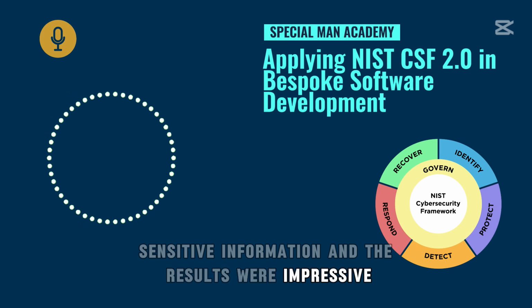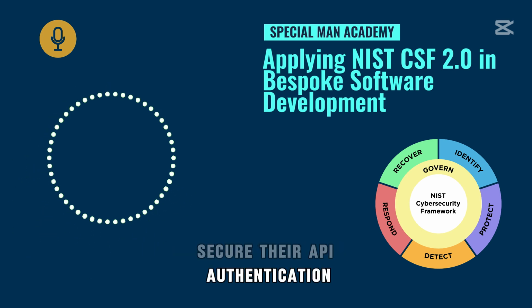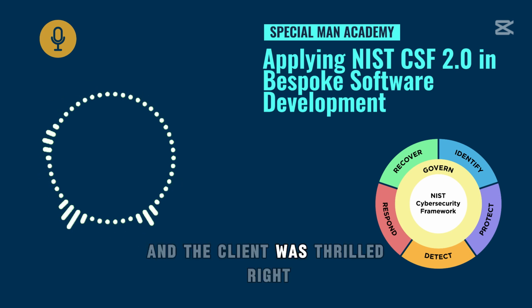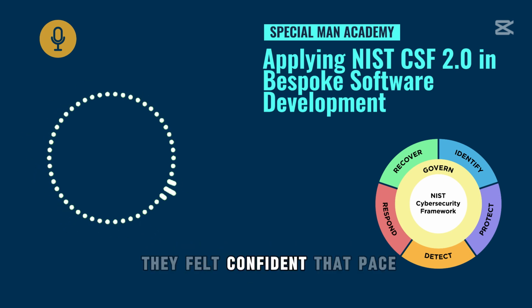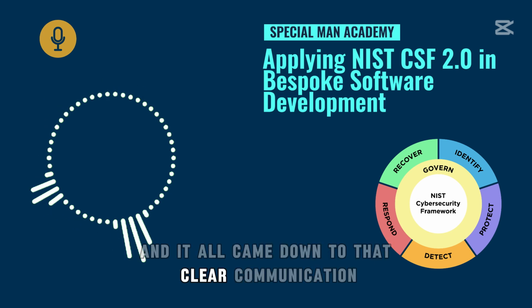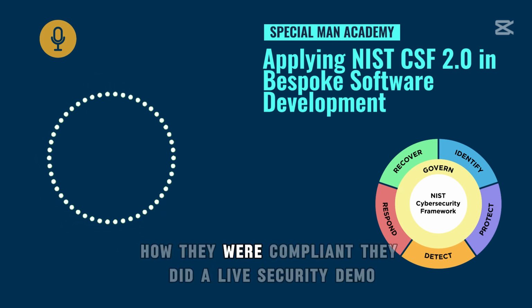And the results were impressive. They eliminated those injection vulnerabilities, secured their API authentication, and met those PCI DSS requirements. And the client was thrilled. Right, they felt confident that PaySecure was taking security seriously. And it all came down to that clear communication. They provided a detailed security posture report, showing what they had done and how they were compliant.